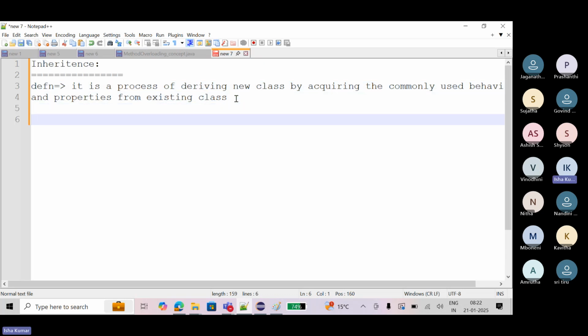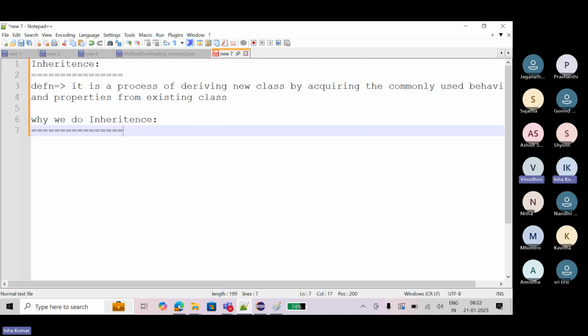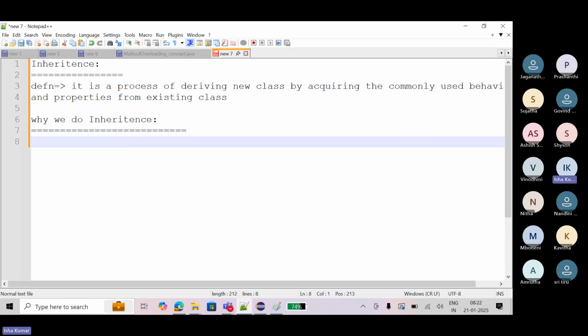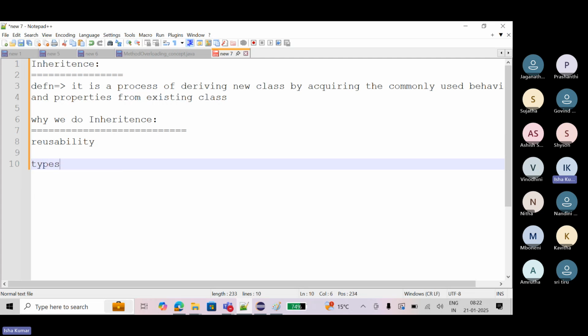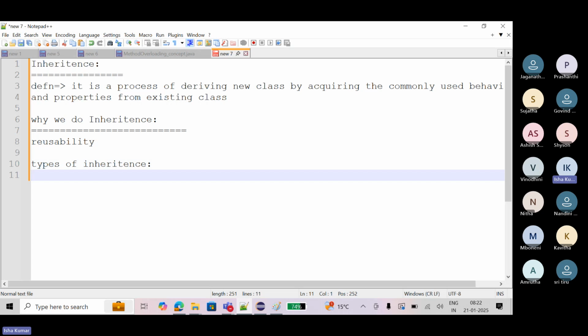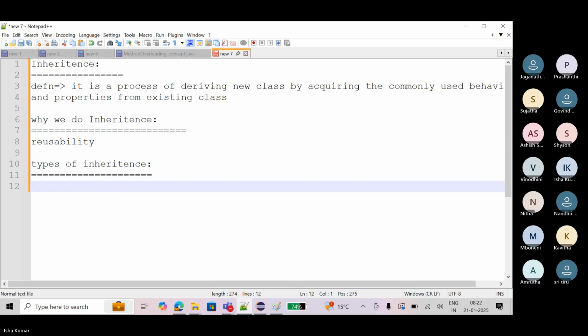Now, types of inheritance. Why do we do inheritance? For reusability, to avoid redundant code. Already written code is reused. Right. Now, types of inheritance. Programmatically also we'll see this. What are the types of inheritance?